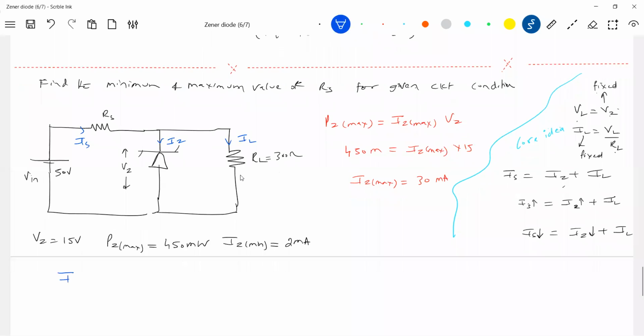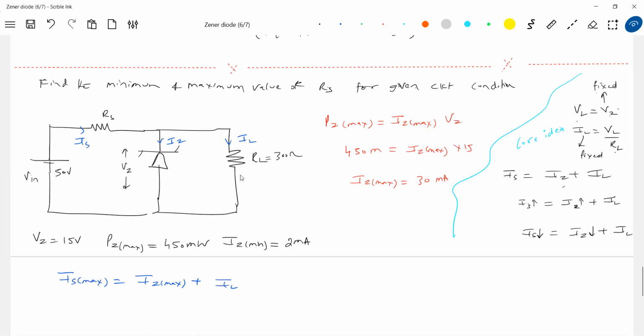We know. Shall I write the equation? Okay, I'm using this: if IZ increases, IS will increase, with IL constant. If IZ decreases, IS decreases. When IS is minimum, IZ will be minimum. If IS is maximum, IZ will be maximum, because IL will be constant. This relationship is there, no? So therefore I'm writing this one.